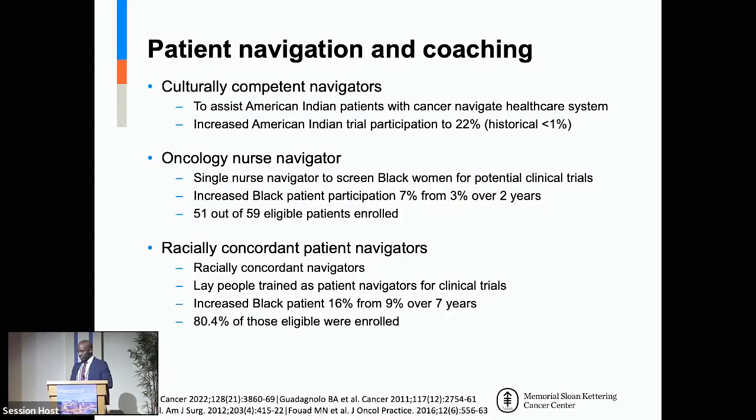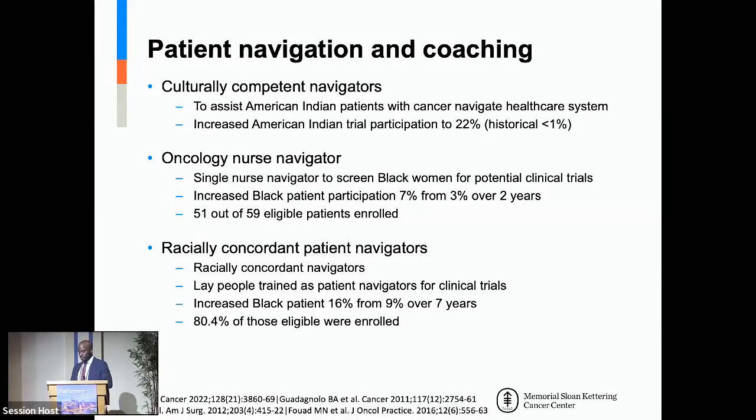A couple of quick examples of three studies that looked at the role navigators can play. In addition to being physically within these communities, you can use patient navigators to promote and assist with it. Culturally competent navigators in an American Indian population increased the trial population to 22%. Historically, this is less than 1%. And these were just lay people that were taught in a culturally competent manner.